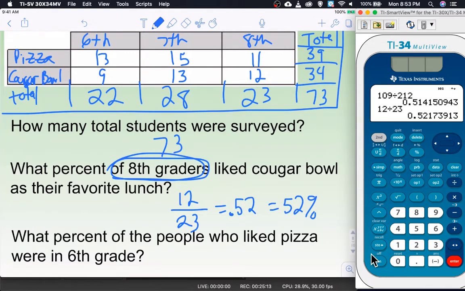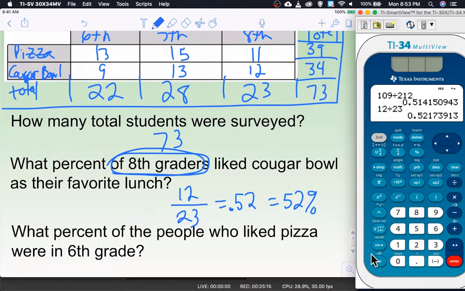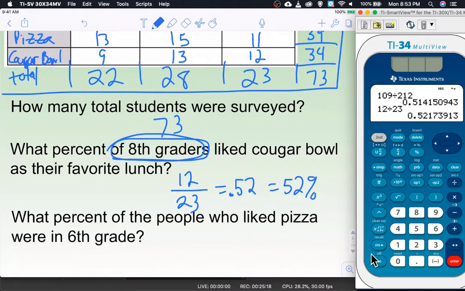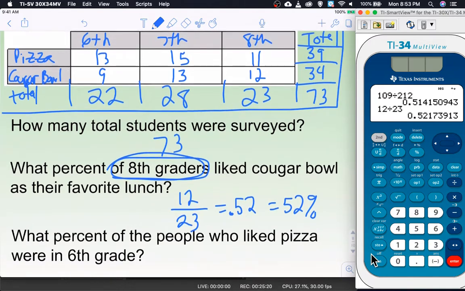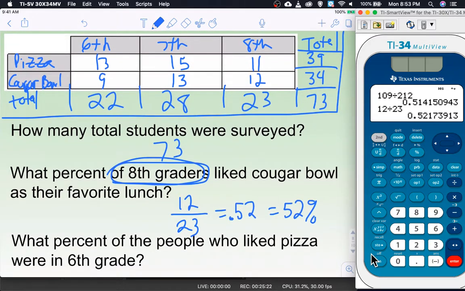The next question says, what percent of people who liked pizza were in 6th grade? See if you can do that one. What percent of people who liked pizza were in 6th grade? Try it. Pause the video and see what you can come up with.